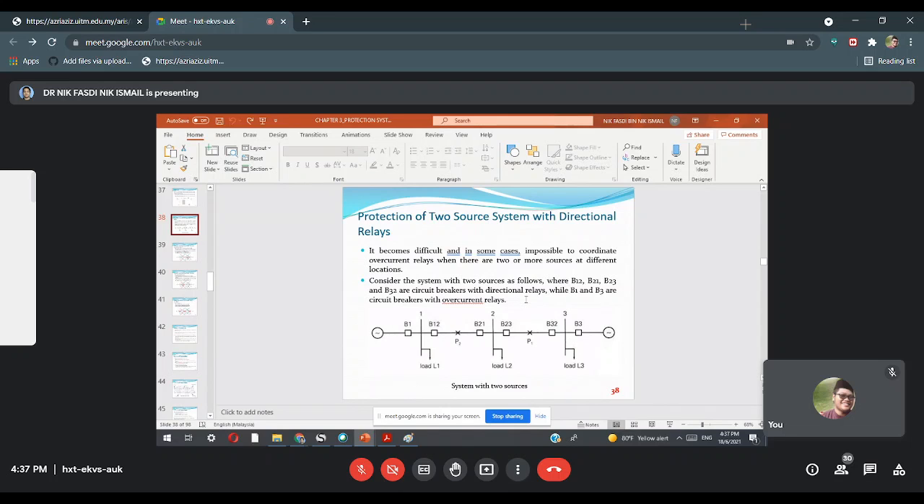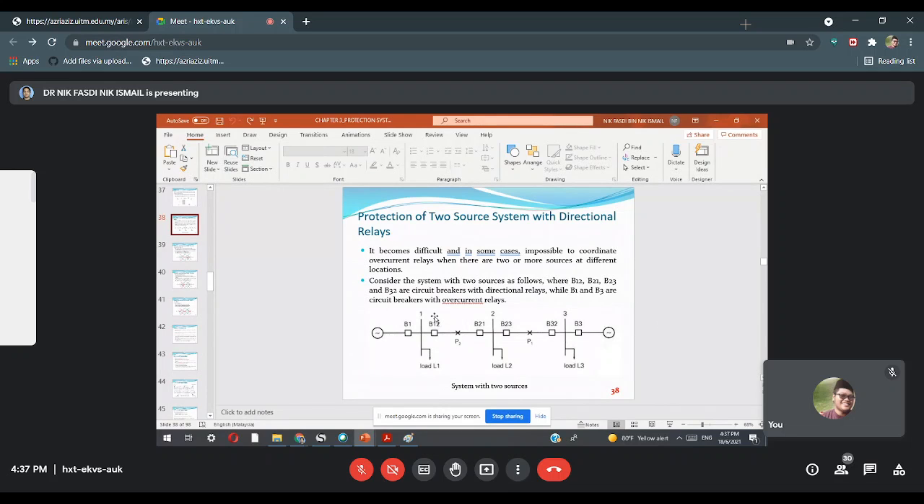Okay, tengok. B12, this one, this relay. B21, this relay. B23, this relay. And B32, this relay are using directional relay. So bila kata directional relay maksudnya ialah dia operate based on the forward and reverse. Tapi sebenarnya dia only need forward current to operate.